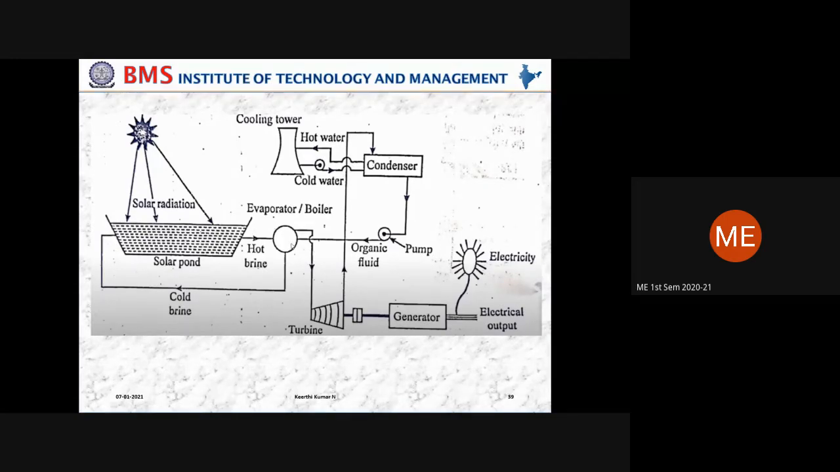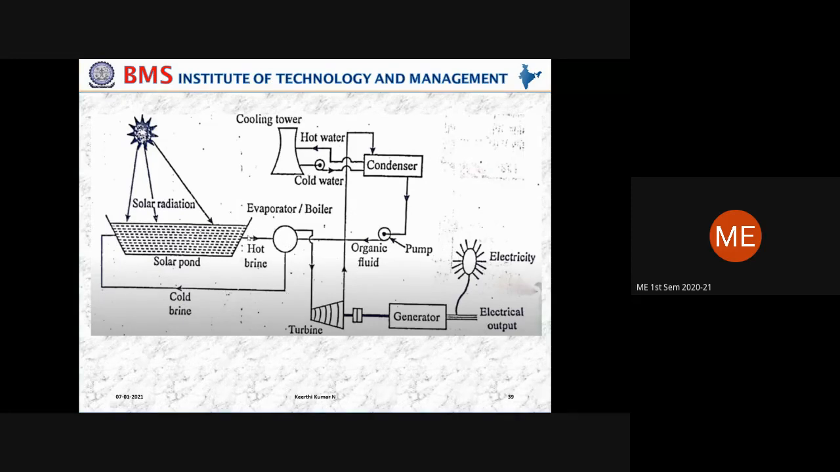Here, there are two fluids used. One fluid is the salty fluid in the solar pond. That will not directly contact the turbine. It will be flowing inside the pipe, but while flowing inside the pipe, it will go to this chamber called an evaporator or a boiler. Inside the boiler, we can see one more fluid called the organic fluid. There is no direct contact between the organic fluid and this salty water, because the salt water will flow in a pipeline and the organic fluid will be filled in the boiler.